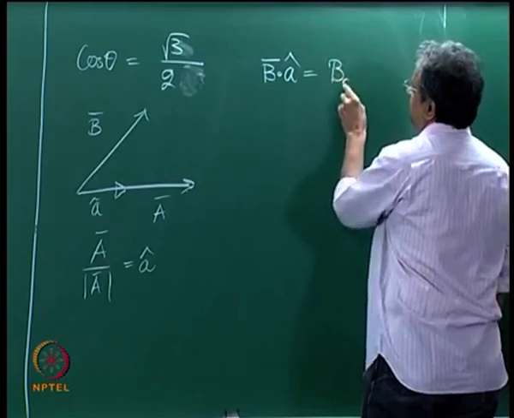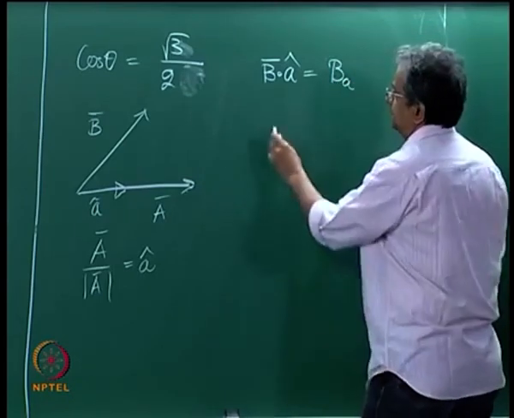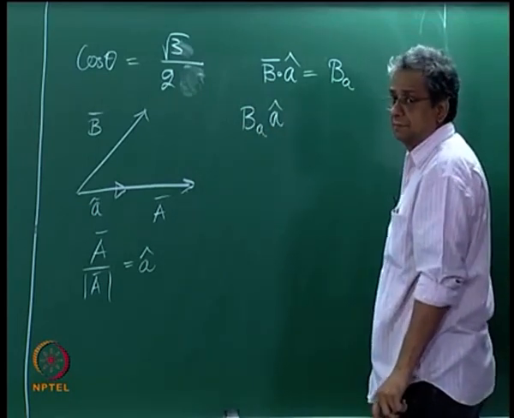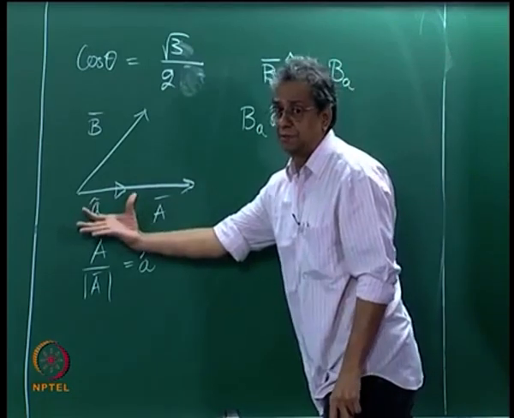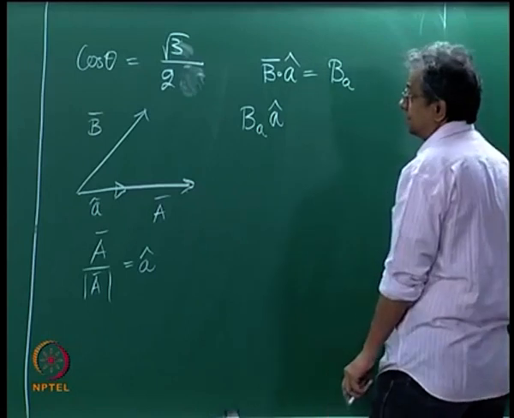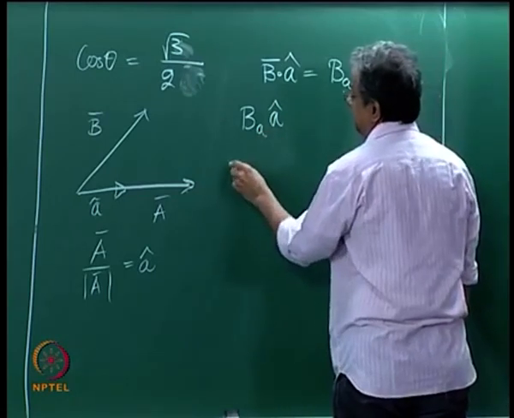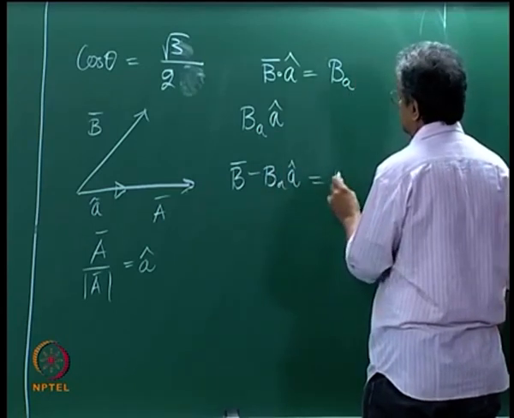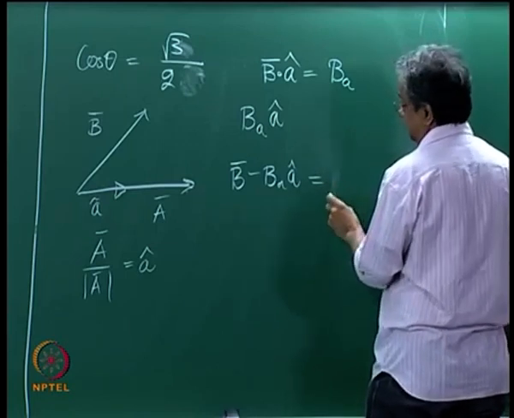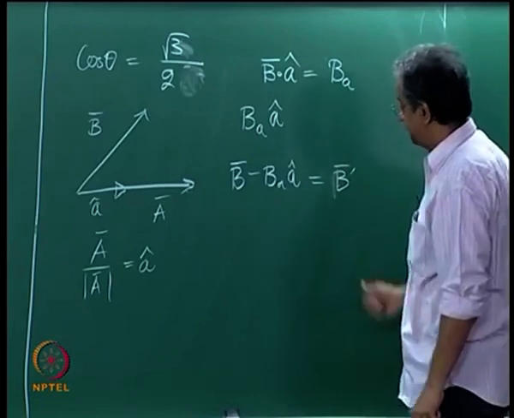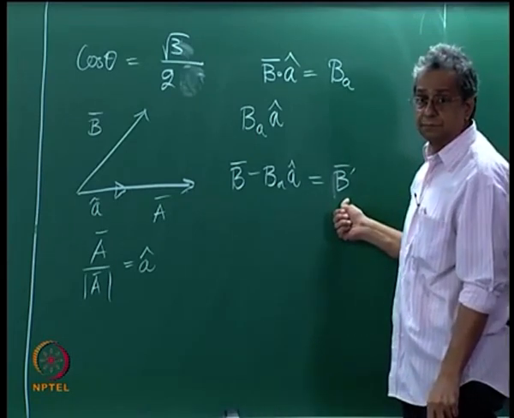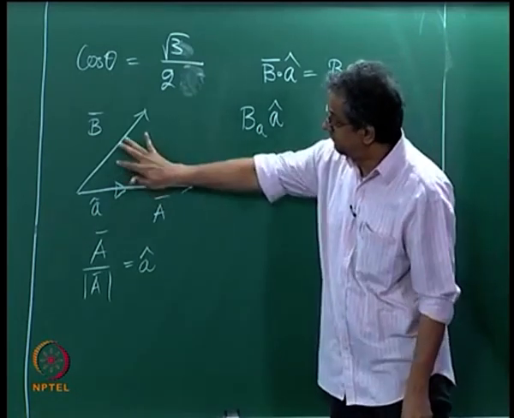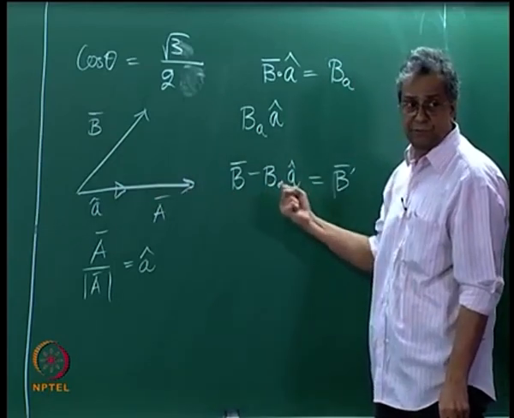Let me just give it a subscript, B sub A. B sub A times A hat, what is that? That is a vector representation of the component of B along A. So if I subtract this from B, B minus B sub A times A hat, I call that B prime. What is B prime? B prime is the vector B with its projection along A removed from it.